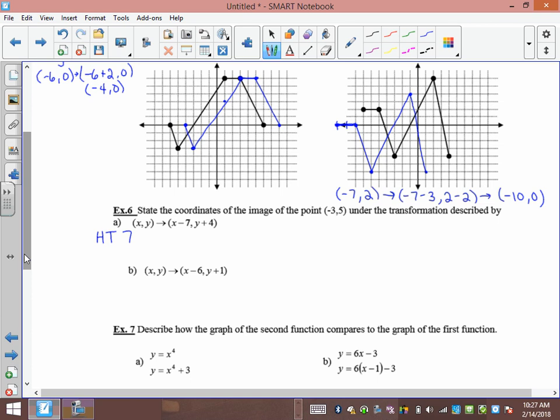So this is actually going to be 7 to the left and a vertical translation 4 up. Mapping, you do what you say, right? You took it from the equation and made it into mapping. So our coordinate is going to be negative 3, 5, and it's going to become negative 3 minus 7 and 5 plus 4. So it's going to be at negative 10 and 9.